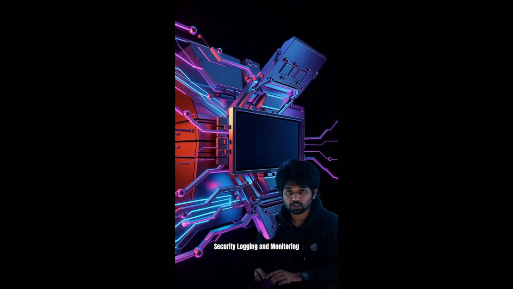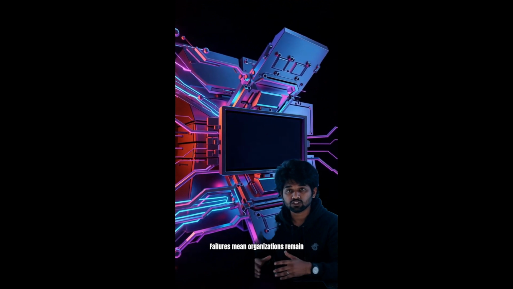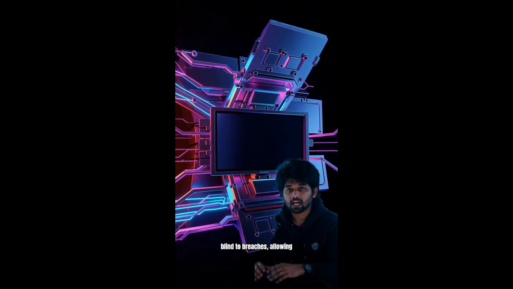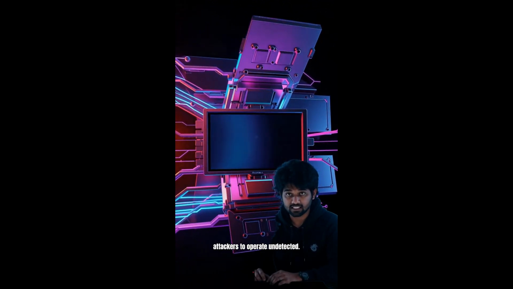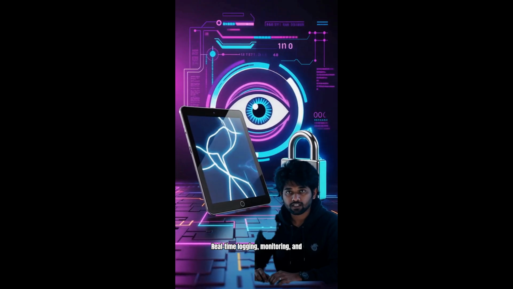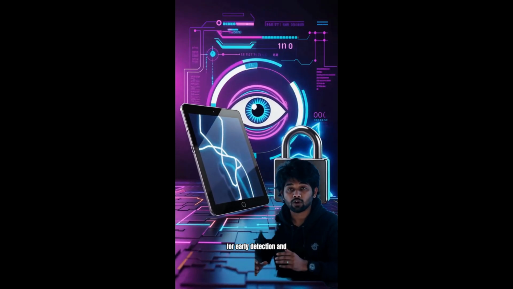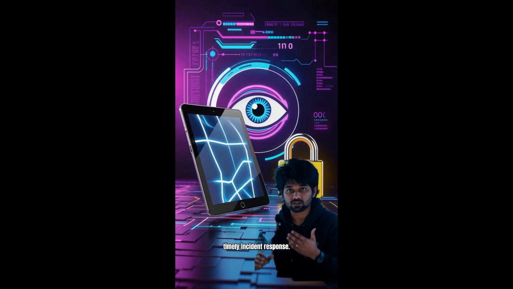Security logging and monitoring failures mean organizations remain blind to breaches, allowing attackers to operate undetected. Real-time logging, monitoring, and alerting systems are vital for early detection and timely incident response.